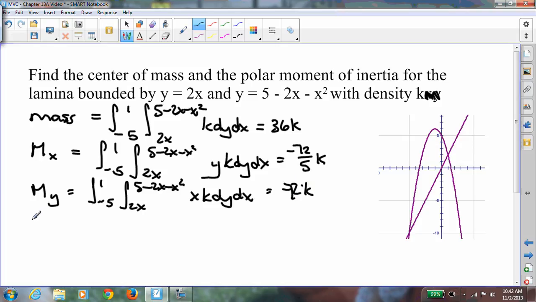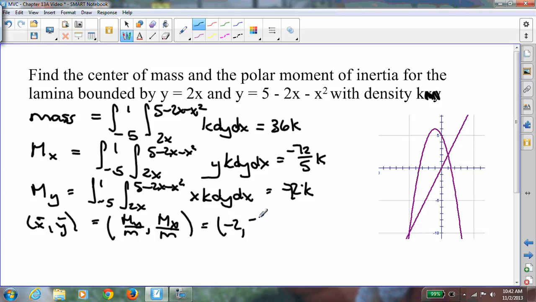And now my center of mass, x bar, y bar, is the moment with respect to the y-axis over the mass, and the moment with respect to the x-axis over the mass. And that comes out to be negative 2 and negative 2/5.